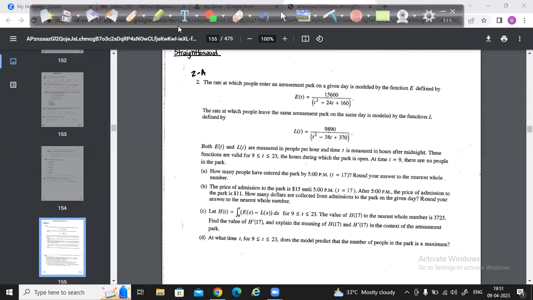15.79 is the answer. So at 15.79, which means 3 o'clock something, you will have the maximum number of people. So the answer for this part is 15.79.